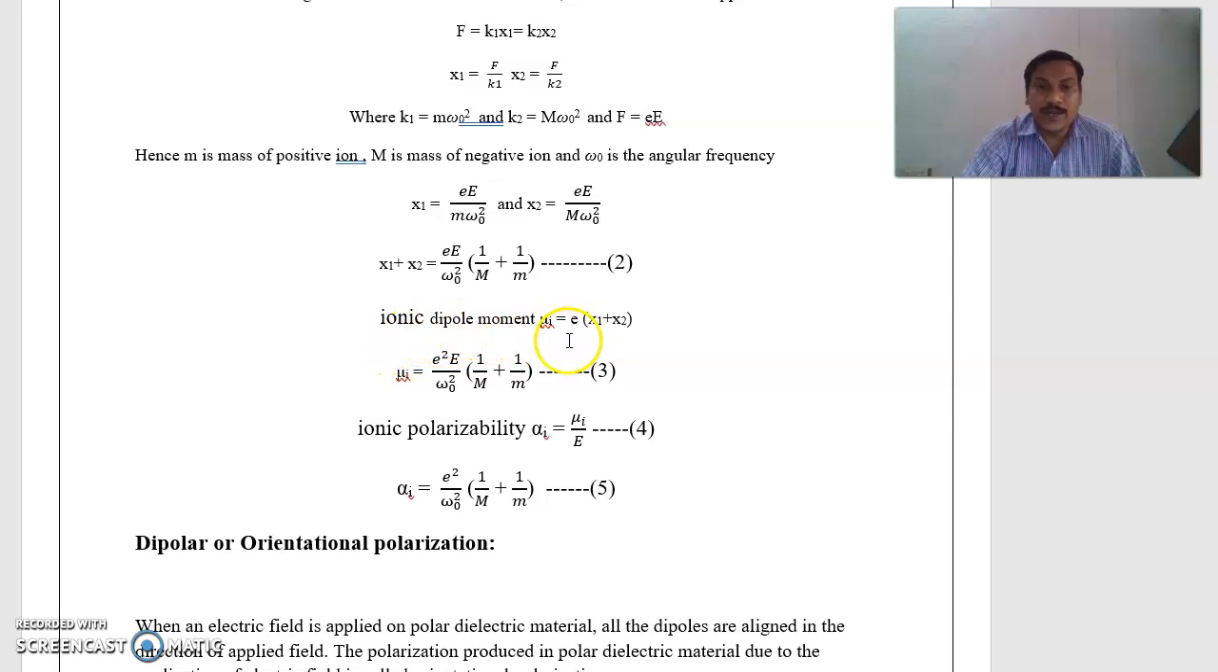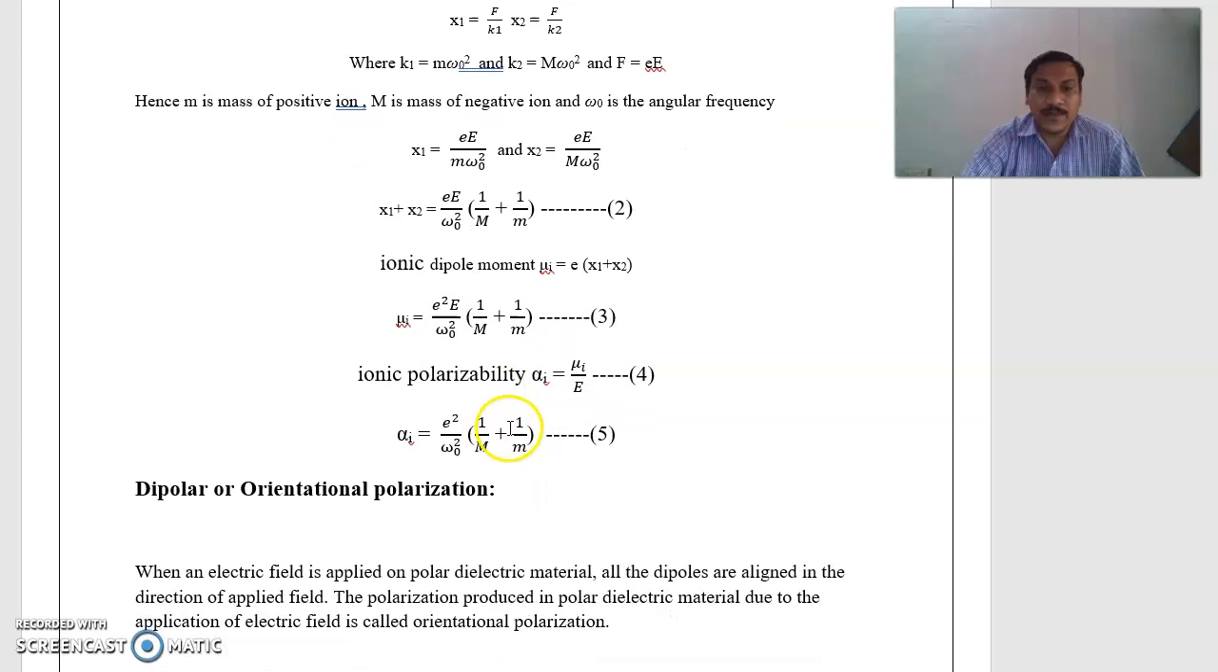Ionic dipole moment, mu I, is equal to the ion charge, small e, into the total displacement of the positive ion and negative ion, x1 plus x2. The ionic dipole moment mu I is equal to small e square into capital E by omega naught square into 1 by capital M plus 1 by small m. That is equation number 3.